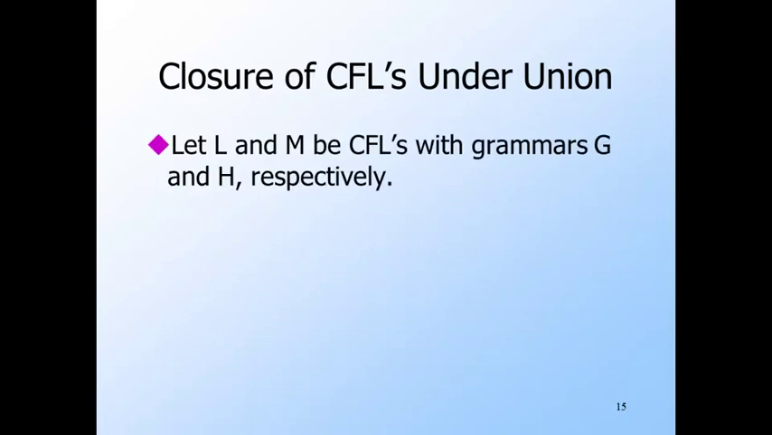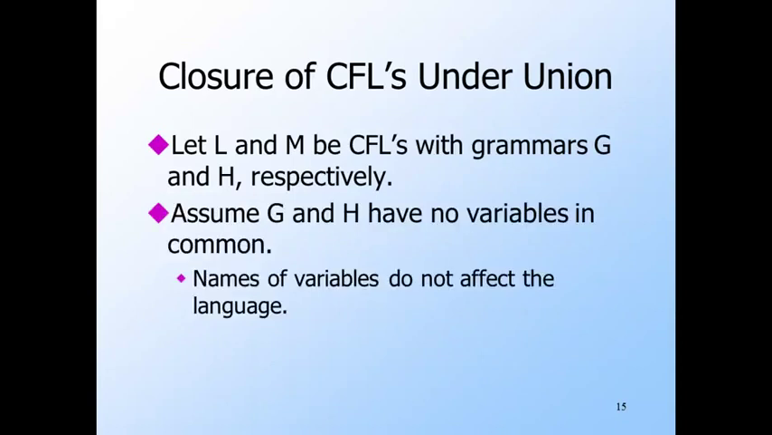Let L and M be the context-free languages, and let them have grammars G and H respectively. We need to rename variables of one of these grammars so no variable is used in both G and H. The names of the variables don't matter, so we can always do this. The reason it is so important is that we're going to throw the productions from G and H into one pile, and if they had variables in common, we could accidentally use a production from G on a variable from H or vice versa.